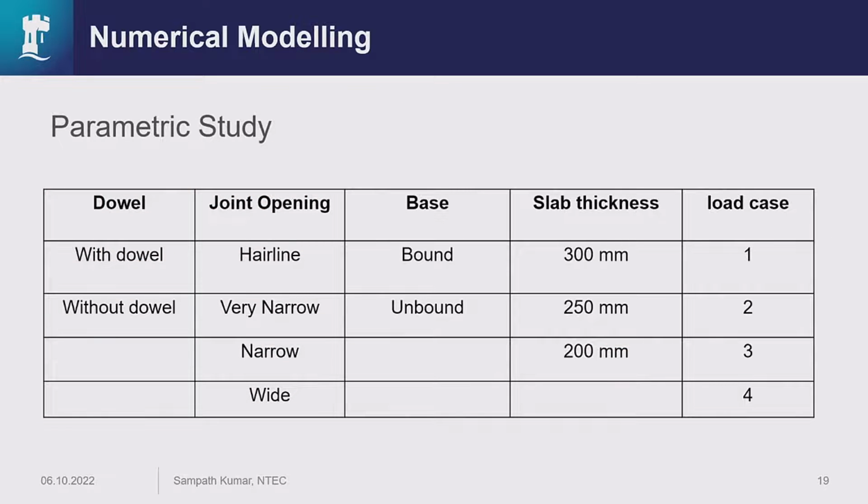And we have also conducted a parametric study for the model by changing different parameters. For example, we have seen how the pavement behaves with and without dowel, and when there are different joint openings, whether a very hairline opening or a very wide opening. Similarly, what happens with a bound base and an unbound base? What happens when there is a change in slab thickness, or in the load case 1, 2, 3, 4? I'm going to explain that in the next slide.